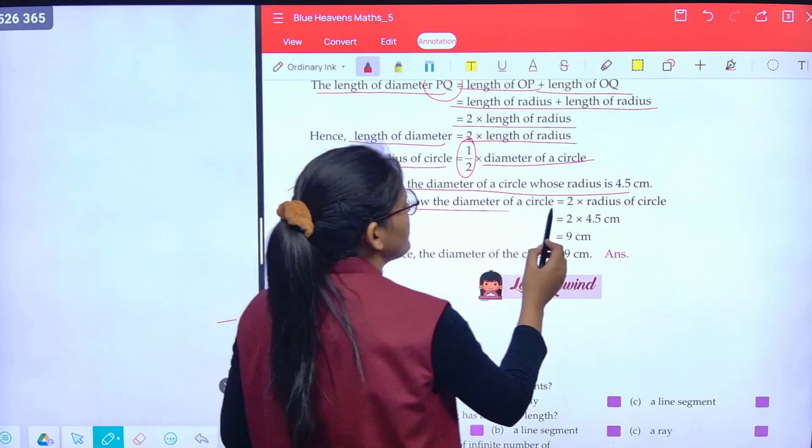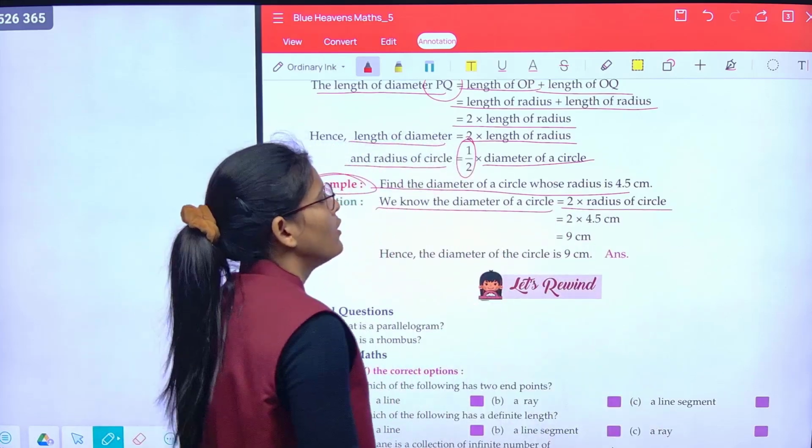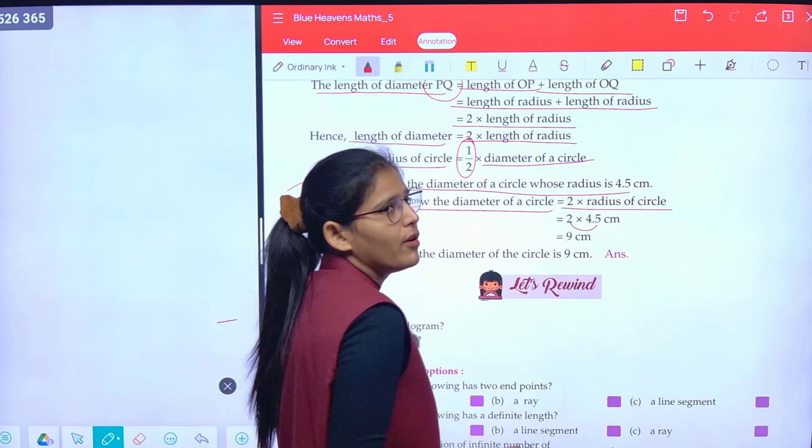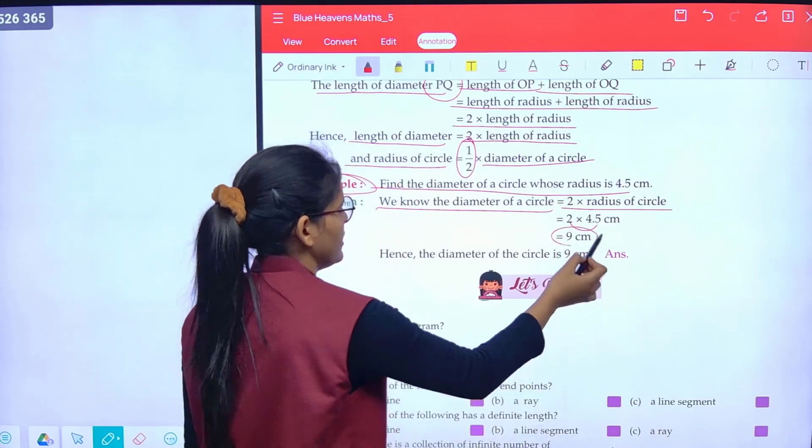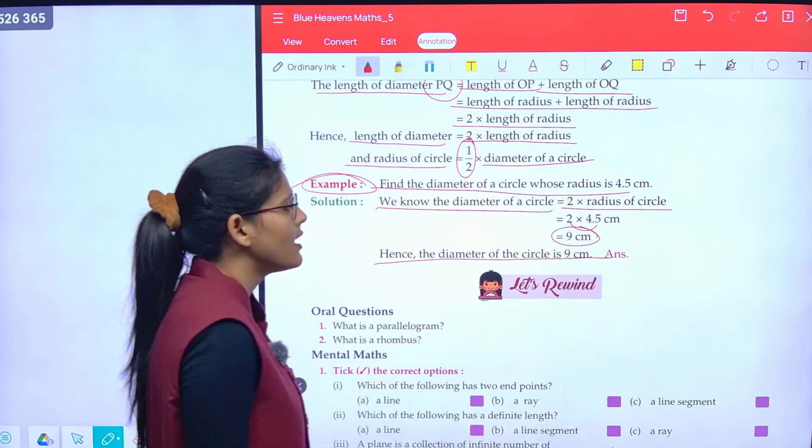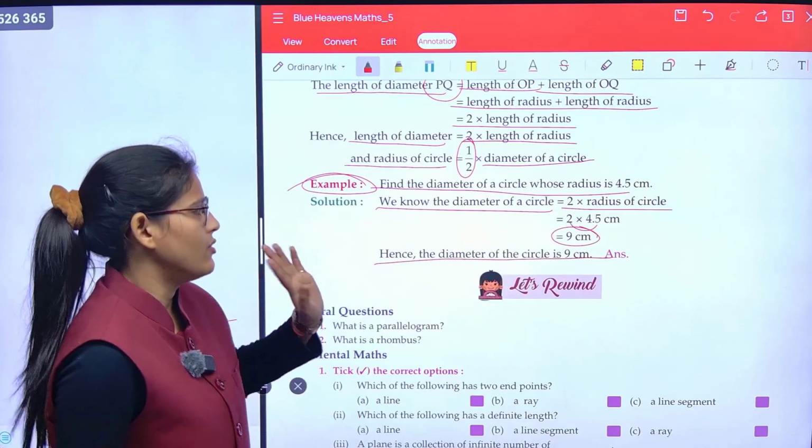We know the diameter of a circle is 2 into radius of circle. So 2 multiply 4.5 centimeter is equal to 9 centimeter. Hence the diameter of the circle is 9 centimeter, which is the answer.